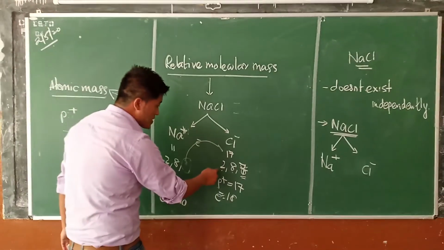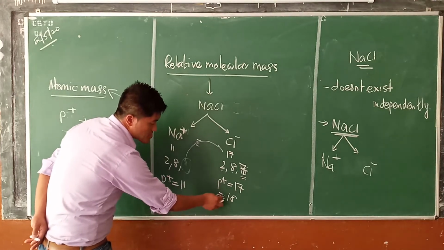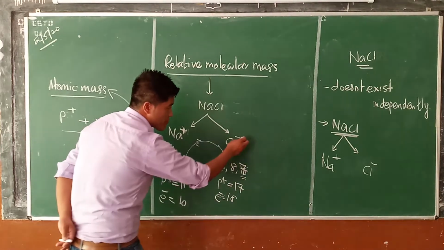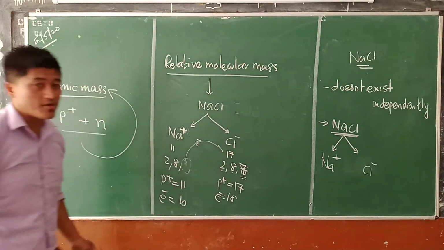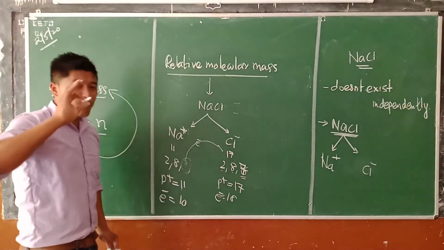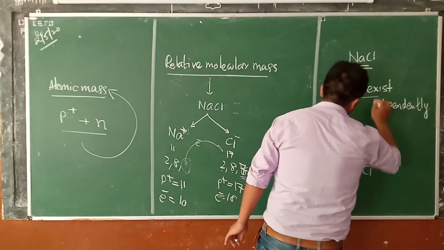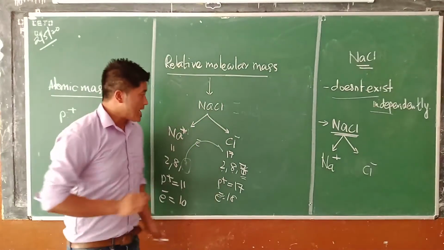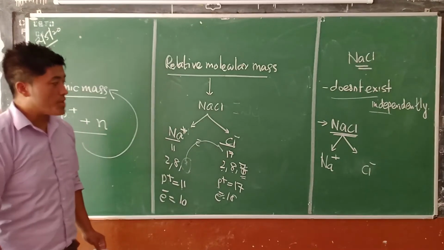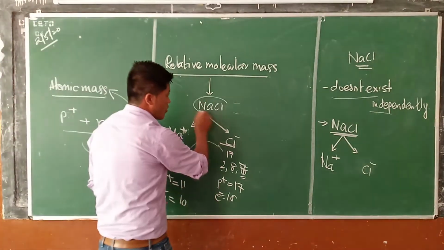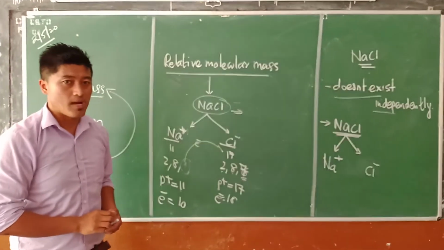Now in the case of chlorine, see the difference between these two. Negative is more in number by 1, which is why we are writing this minus 1 here. But if I'm not writing 1, it doesn't make any difference. So when you find molecules which do not exist independently, and secondly, they are made up of ions, we call the molecular mass of these kinds of molecules the formula unit mass.